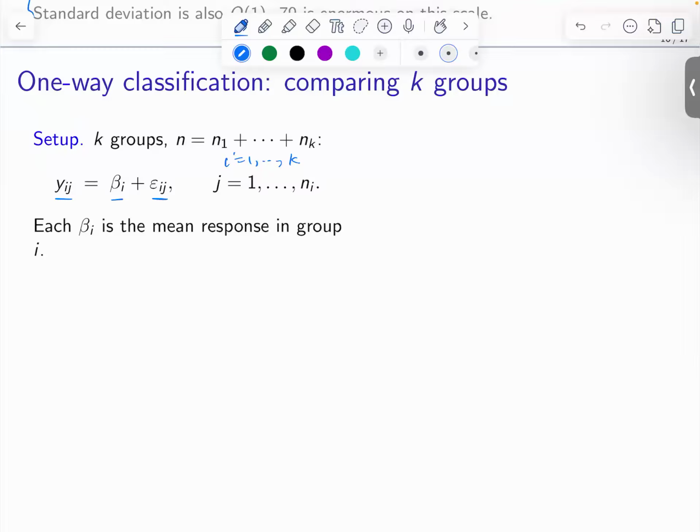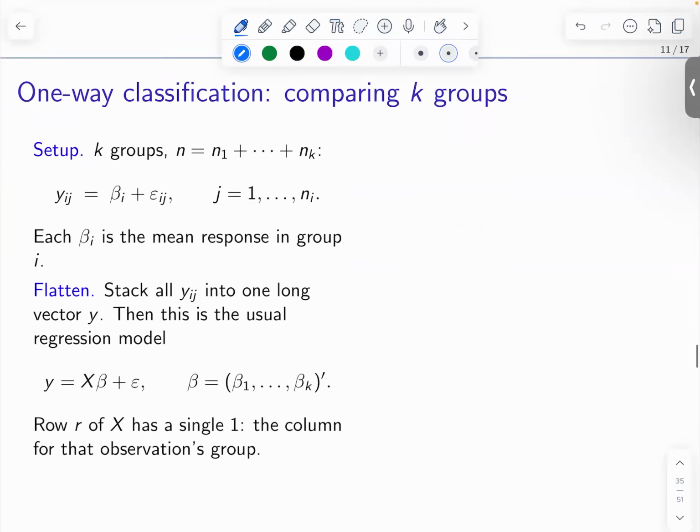And so one thing that we want to test, for example, is whether beta 1 is equal to beta 2 is equal to beta k. Okay, so if I distribute these drugs, do they have the same effect, or are some of them different from the others? That's one approach, and this is called one-way classification. At first, it may seem like this is not a special case of the setup that we discussed, because we have one index there, and here we have two indices.